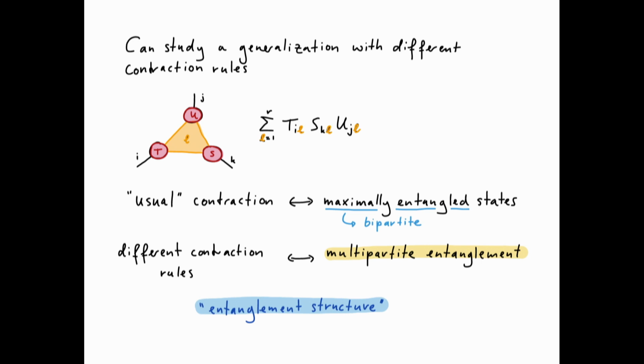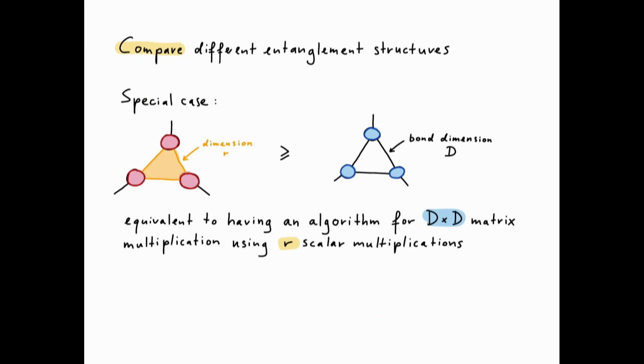And to better understand the complexity theory of these tensor networks, we look at a generalization where we allow different contraction rules. For example, where you sum over 3 indices instead of just 2. And this kind of corresponds to replacing bipartite entanglement in your network by multipartite entanglement, and there's a precise formulation of this. And we try to compare these different entanglement structures or these different contraction rules.